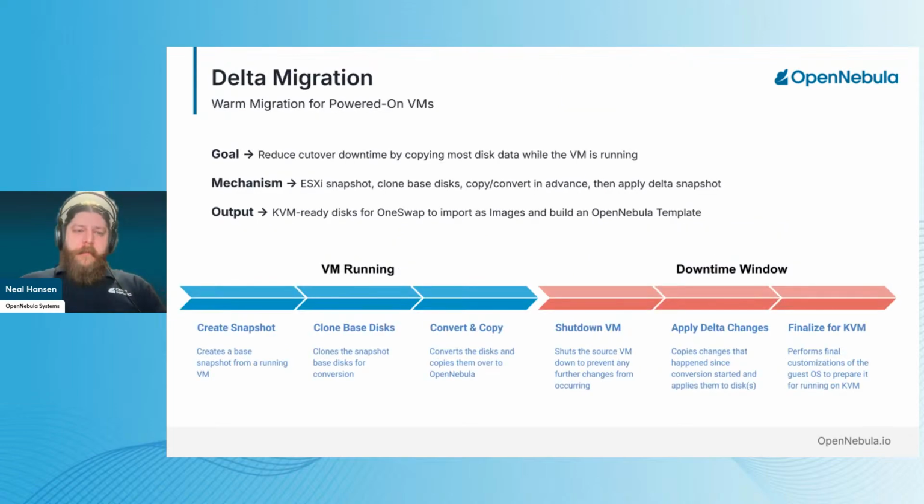The other fun feature that people have been asking for a lot is a Delta migration. It's more of a warm migration. It's not hot, so the VM does have to be shut down for some brief period of time. But I'll go over that here. To reduce that time, we take an ESXi snapshot and we clone the base disks and then convert everything over and then apply afterwards the Delta snapshot of what happened during the conversion process. And of course, the output is KVM ready disks, then we can import them into OpenNebula as a template and as images. So the diagram at the bottom shows the timeline of what happens.